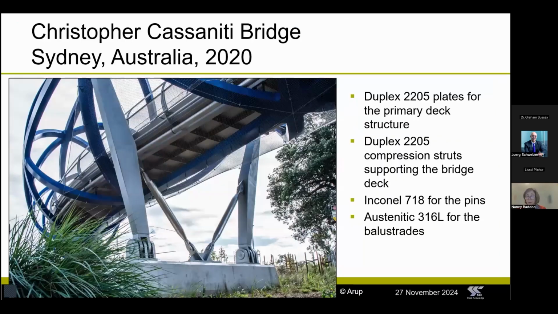And in Australia, there's a very interesting stainless steel bridge in Sydney, where they use duplex plates for the primary deck structure, as well as duplex for the compression struts. And then you have a high nickel alloy for the pins and austenitic stainless steel for the balustrades. So it's a great example of the use of stainless steel in different components.